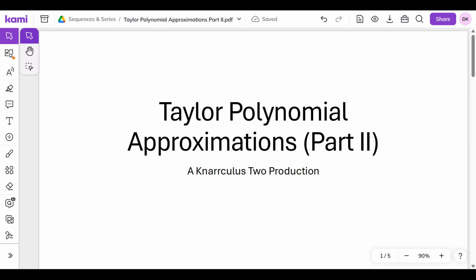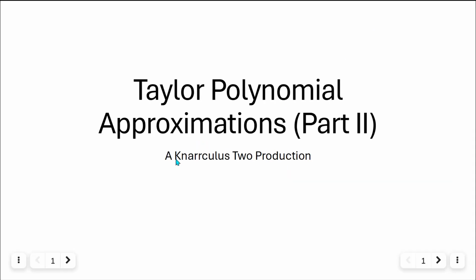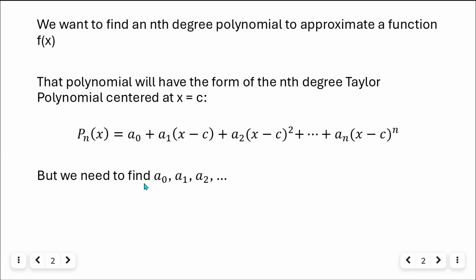Today we're going to continue our discussion of Taylor polynomial approximations. Okay, so in the last video, we talked about how a tangent line approximation is an example of a Taylor polynomial approximation, right? But that we want to work with higher power polynomials to get a better approximation for our answers. So we're going to try to come up with a Taylor polynomial for any degree that we want to go to, depending on whichever degree you're asked for.